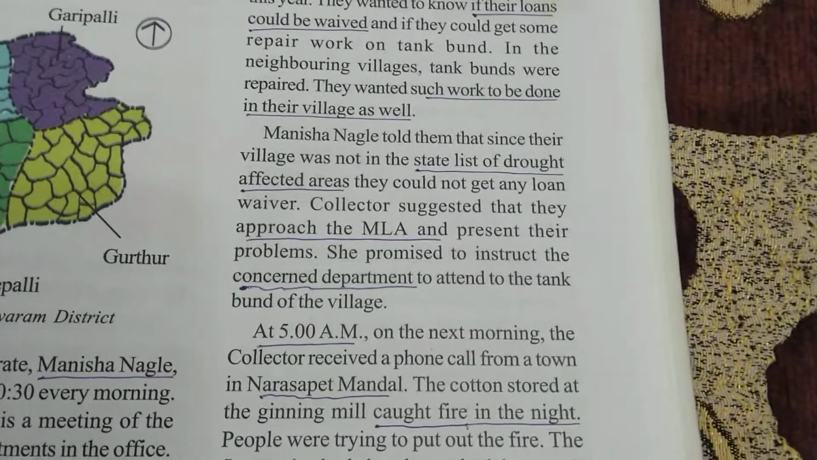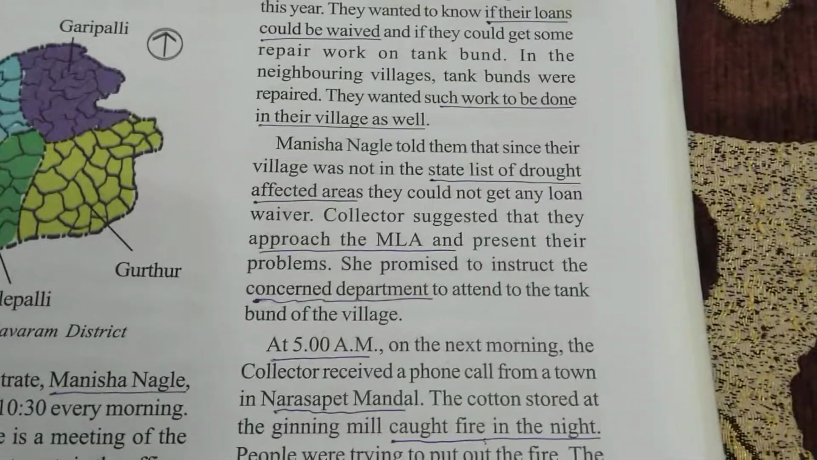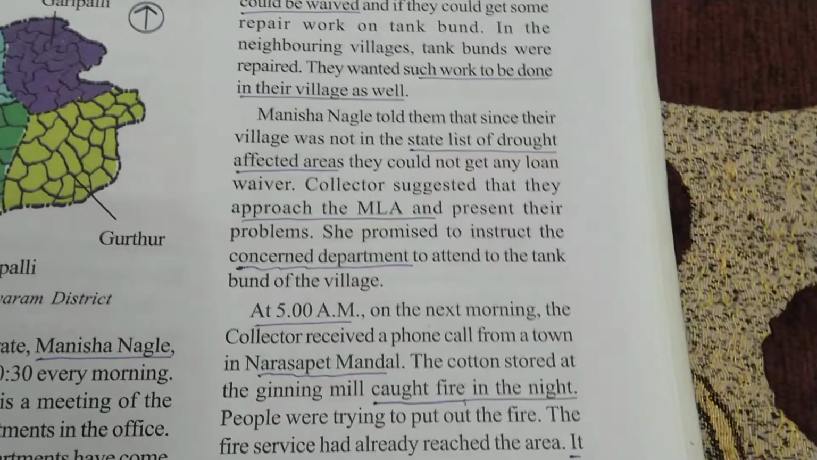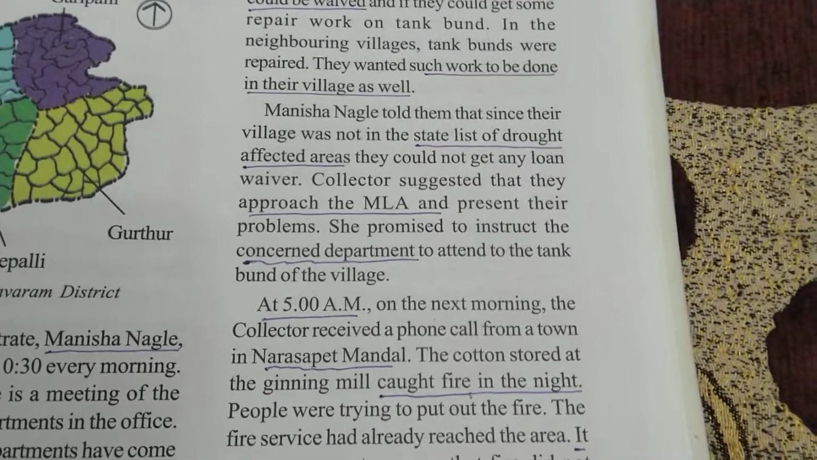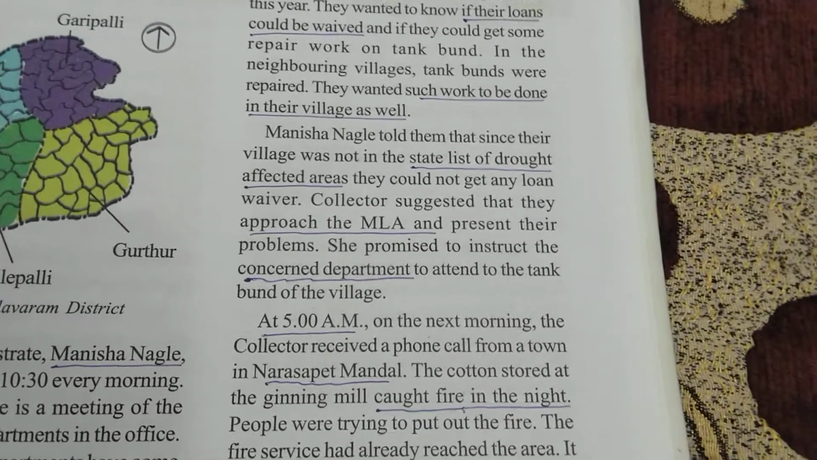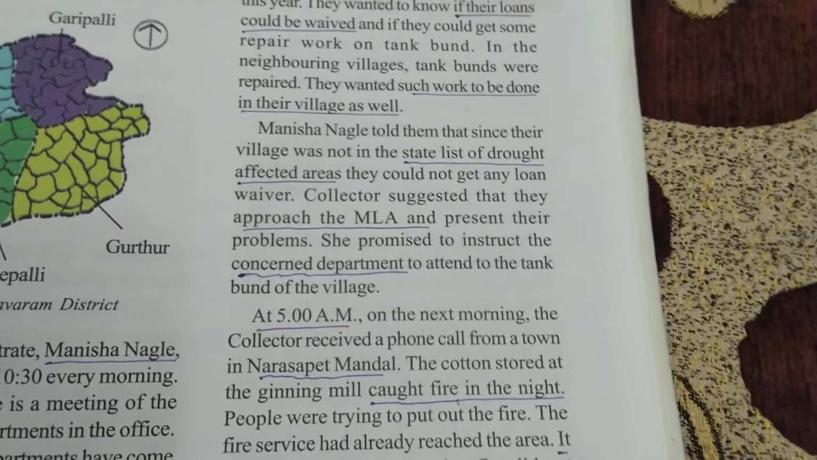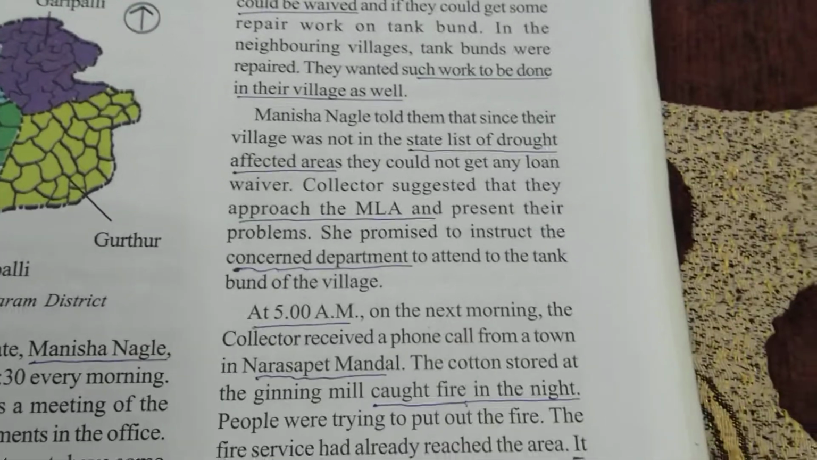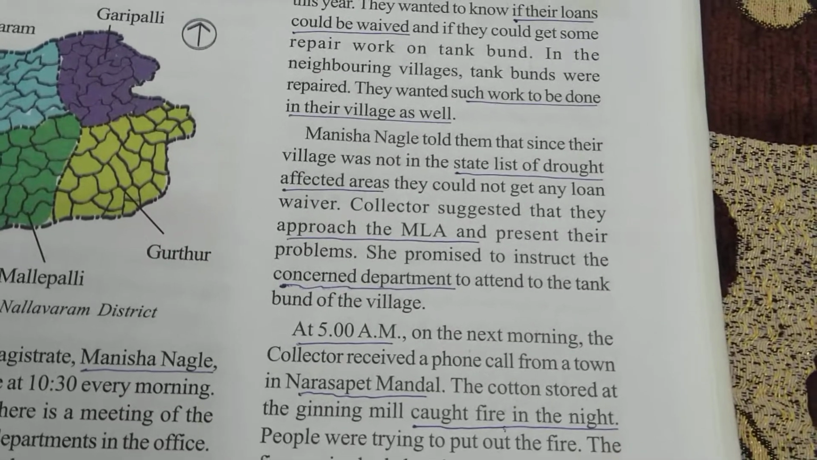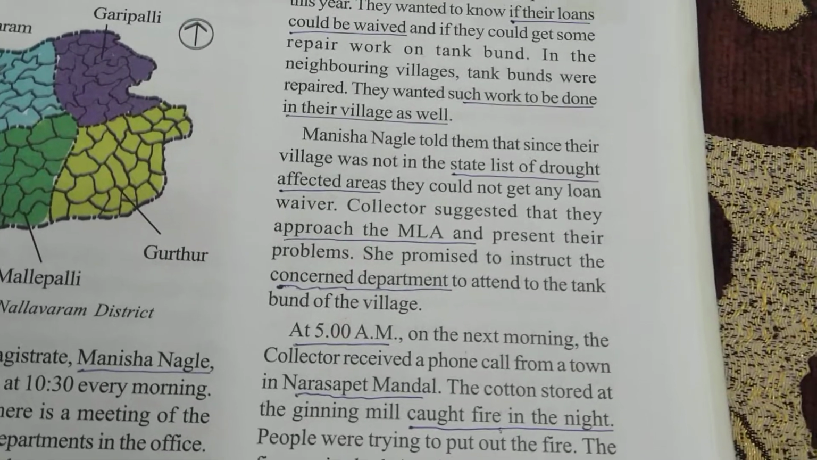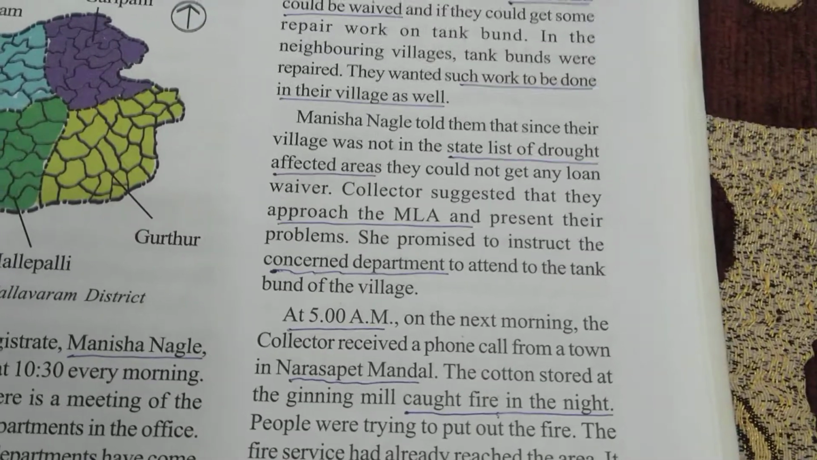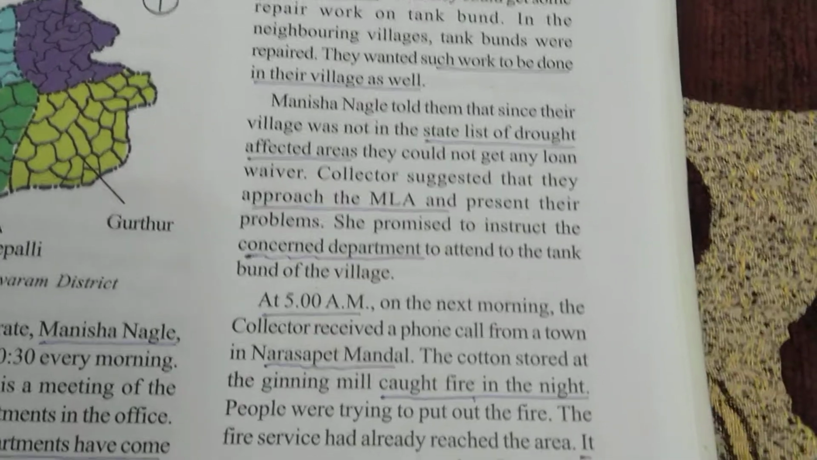After receiving the call, she started to reach Narsampet Mandal. She called the superintendent of police and the civil surgeon and asked them to go along with her. Why? To control the situation and the people, the police department is required, and if any health problems happen, the civil surgeon is also required. That's why she called both the officials.